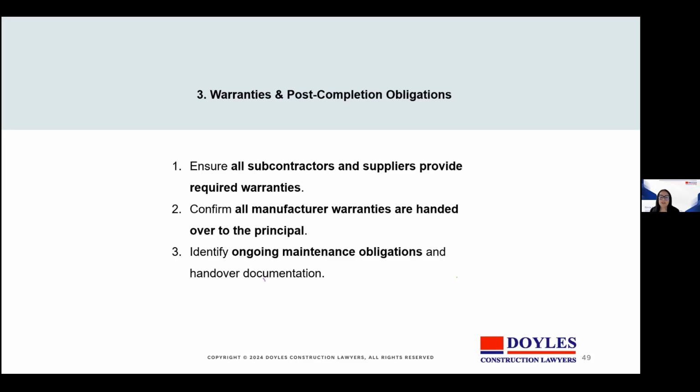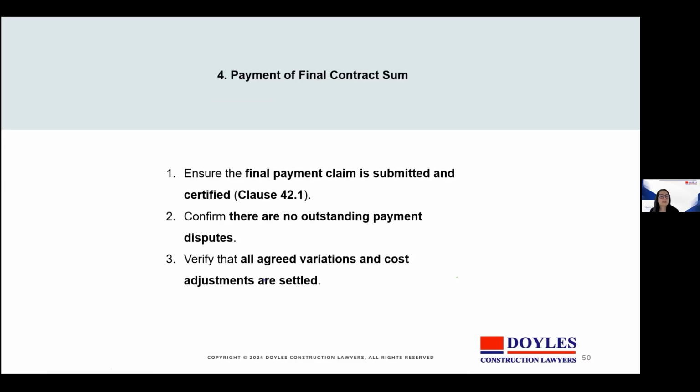Warranty management often outlives the project itself, and that's why closing these matters out, and first identifying and addressing them, is so important. And number 4, payment of the final contract sum. Ensure the final payment claim is submitted and certified. Confirm that there are no outstanding payment disputes, and verify that all agreed variations and cost adjustments are settled. A clean reconciliation and final account avoids future claims and uncertainty surrounding entitlement.